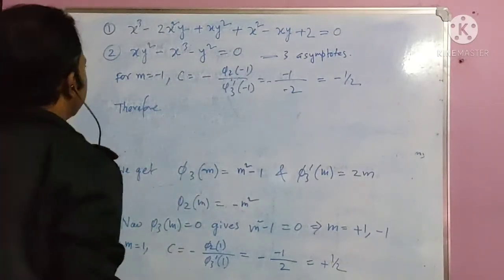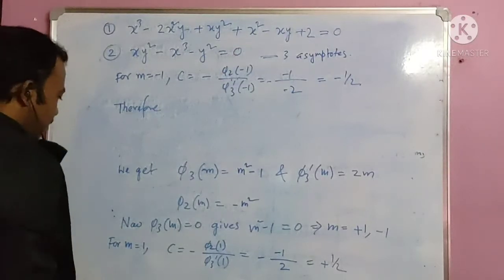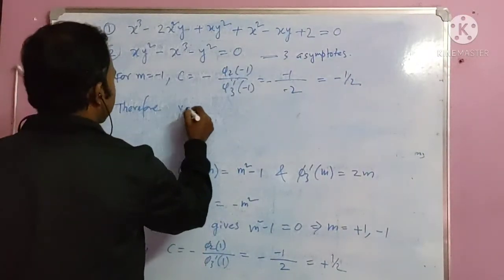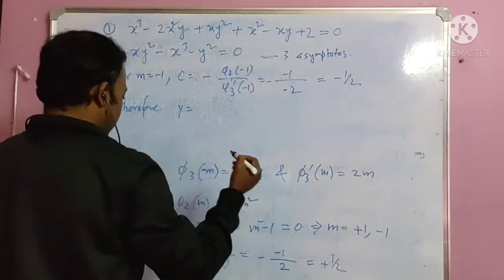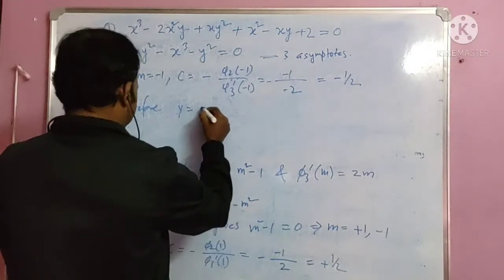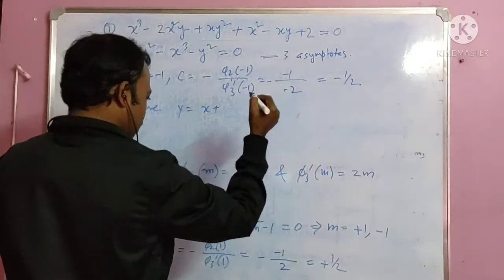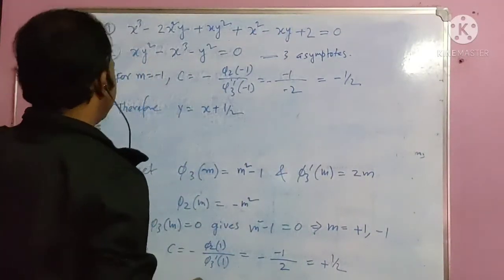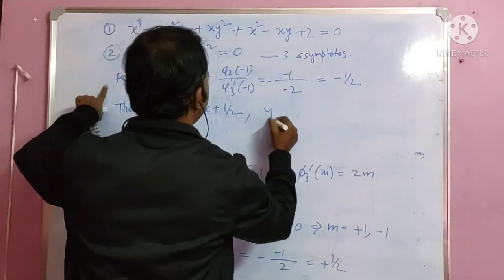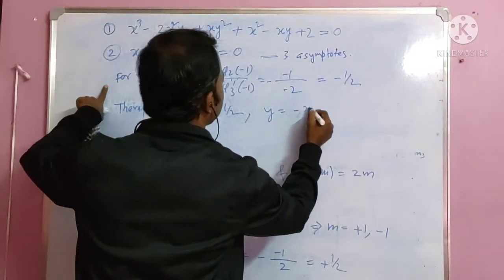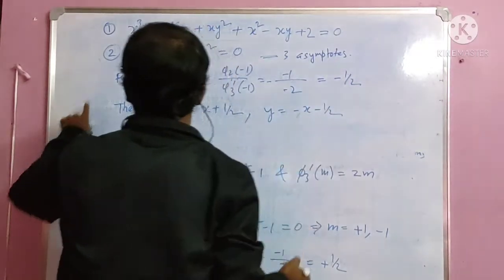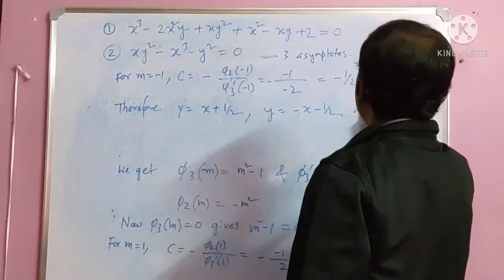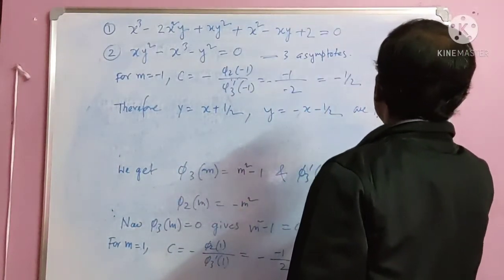Therefore, what will be the asymptotes? We have calculated M and C. So the asymptotes are y is equal to x plus half for this one, and for this one y is equal to minus x minus half. These are the asymptotes.